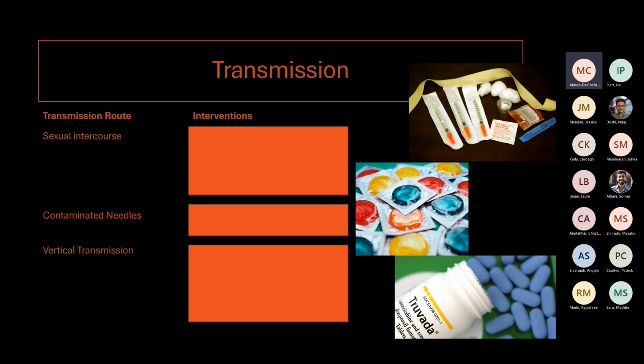In terms of interventions, why don't you guys give me some interventions that you can suggest to prevent transmission through sexual intercourse? Yeah, condoms, very good. One more. Yeah, pre-exposure prophylaxis, post-exposure prophylaxis. Good. How about contaminated needles? What can you do for patients who are IVDU and are at risk of using a contaminated needle? Yeah, needle exchange programs, very good. You can also give them PrEP as well, and post-exposure prophylaxis if they think they've used a contaminated needle.